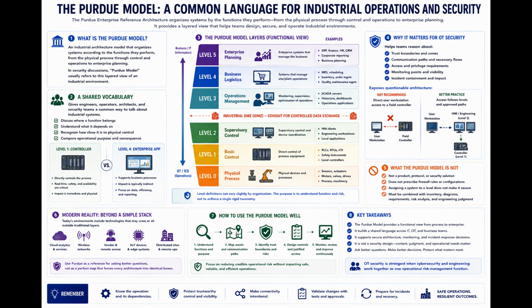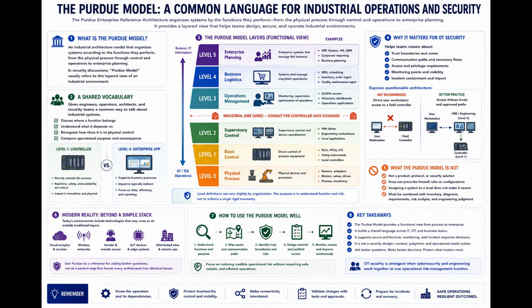Instead of describing a network only by subnets or vendor products, teams can discuss where a function belongs, what it depends on, and how close it is to physical control. A controller at level 1 has a different operational purpose and consequence than an enterprise application at level 4. OT security practitioners use the model to reason about trust boundaries, communication paths, access, monitoring, and incident containment. It helps expose questionable architecture. For example, a user workstation should not normally communicate directly with a field controller simply because both devices use Ethernet.